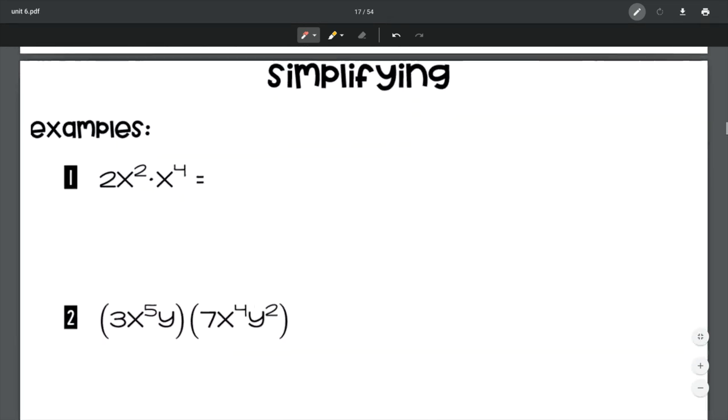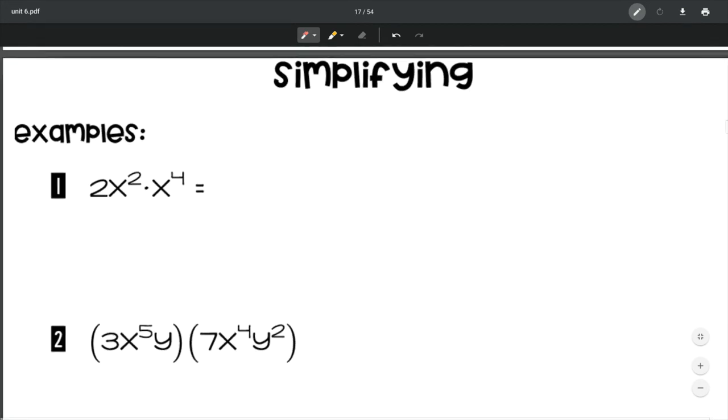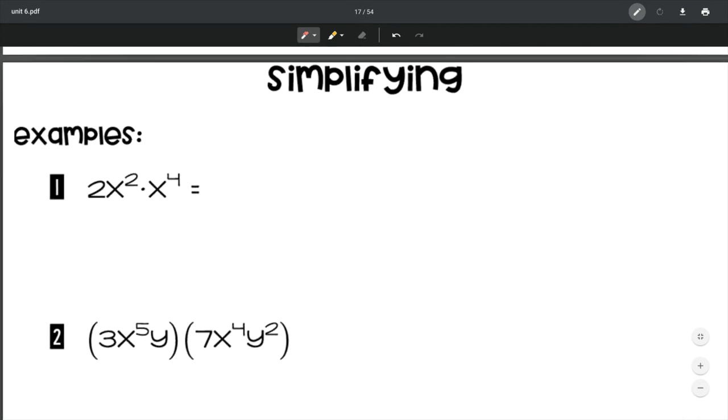So here are the first 2 examples. I'm going to be color coding, so if you're not, make sure you're labeling and showing what the differences are. The first one that we have here is 2x squared times x to the 4th. We're going to expand it out, and this is 2 times x times x. This 2 tells me that I'm going to write this x 2 times.